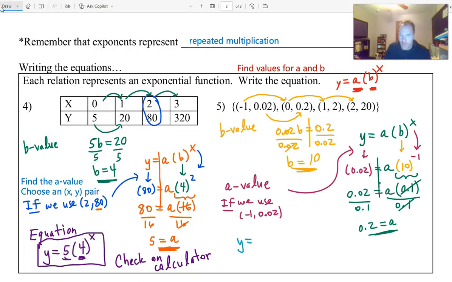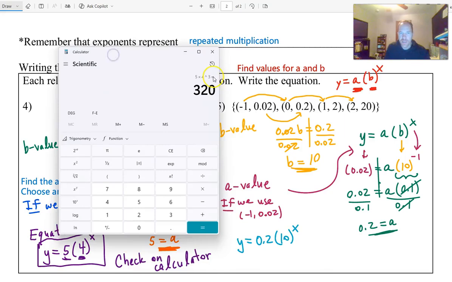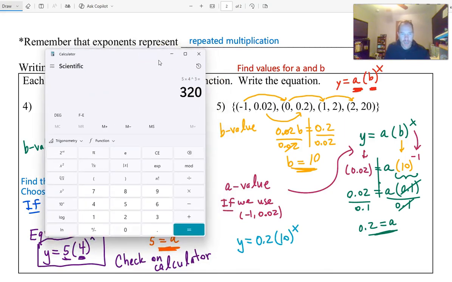So y equals a, I believe, is 0.2 multiplied by the b value, which is 10 to the power of x. So before I box this in, I think I'll check it real quick on the calculator. So basically, if I do 0.2 times 10 to the power of negative 1, I should get 0.02.